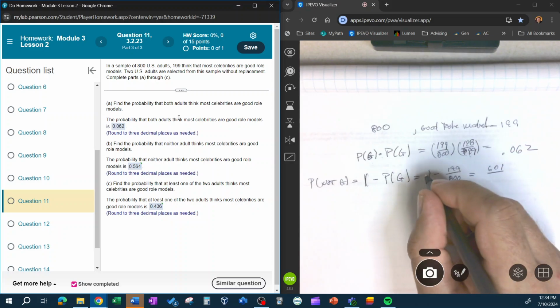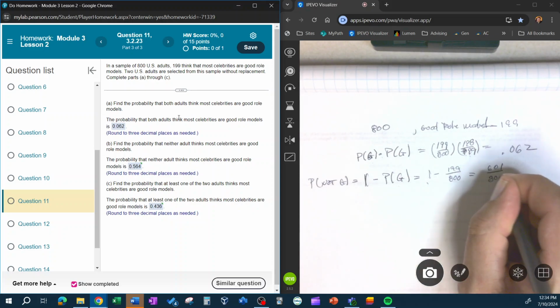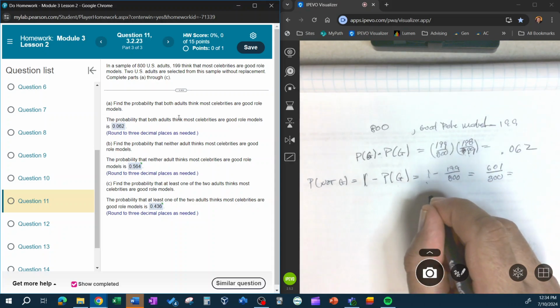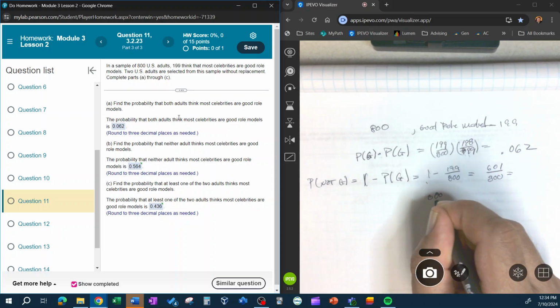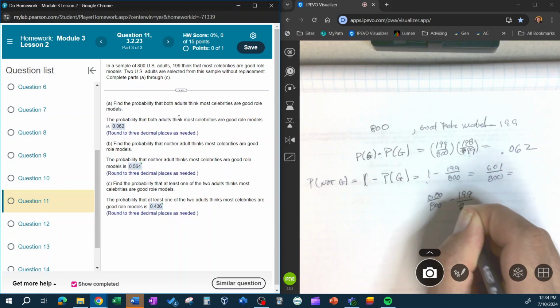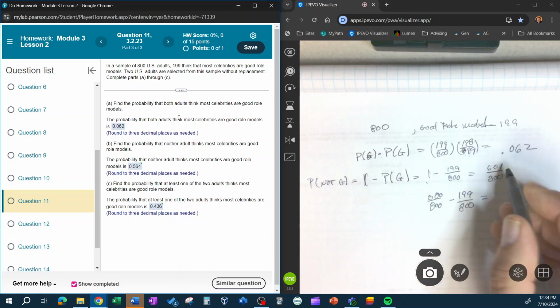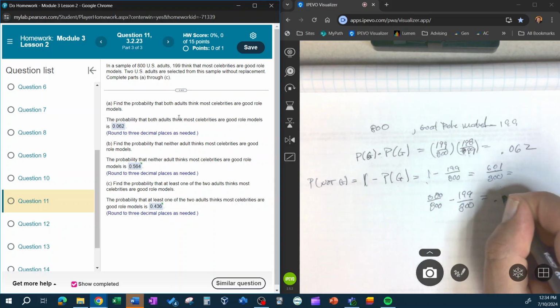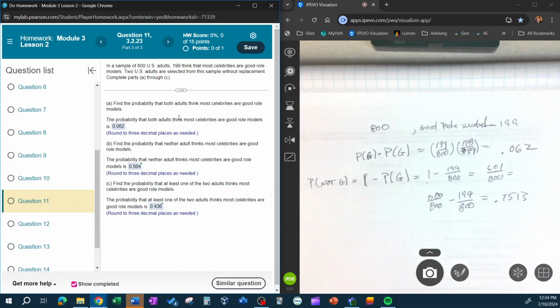This is like 800 over 800. If you want me to write that out, that's like 800 minus 199. All right, so that's going to be 601 out of 800, which is 0.7513. All right, that neither, all right, so now neither.